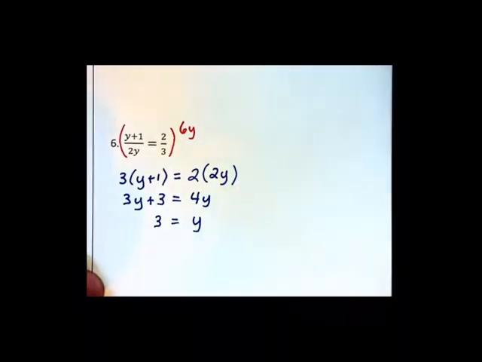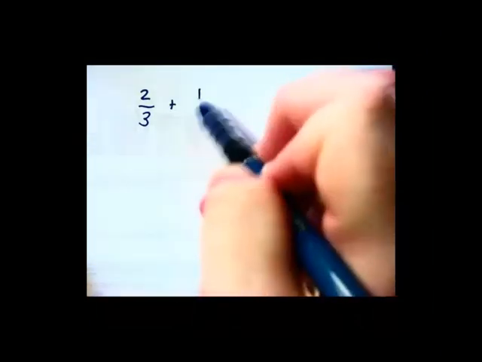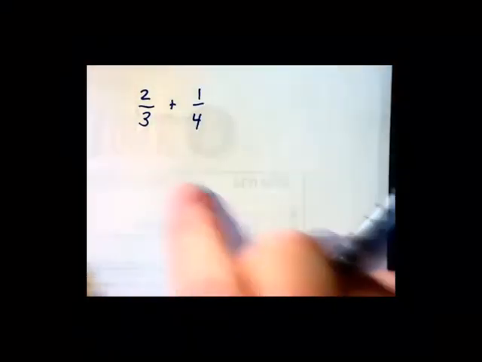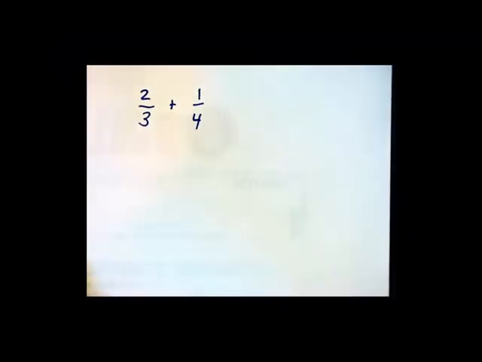Now I want to make a quick comment here about solving rational equations. Let's say we had 2/3 plus 1/4. You know that we're supposed to add these together over a common denominator. This is not an equation. However, what happens is people get the first half of this chapter and the second half of this chapter confused in their brains.